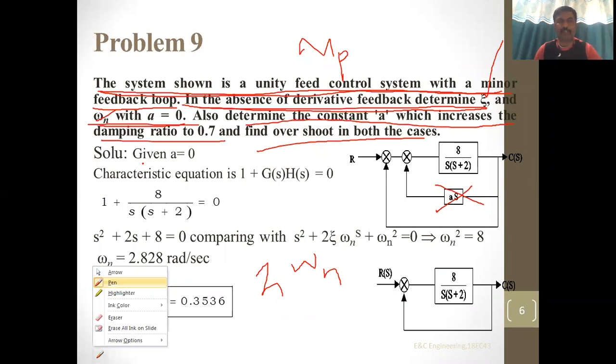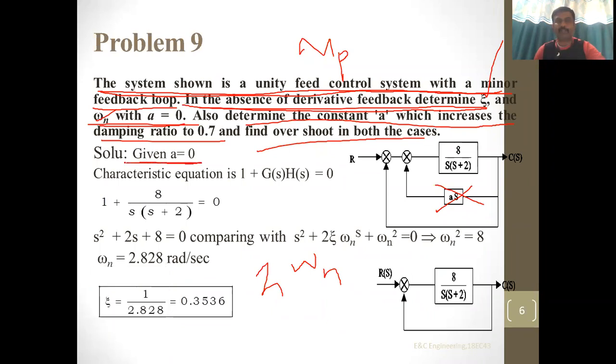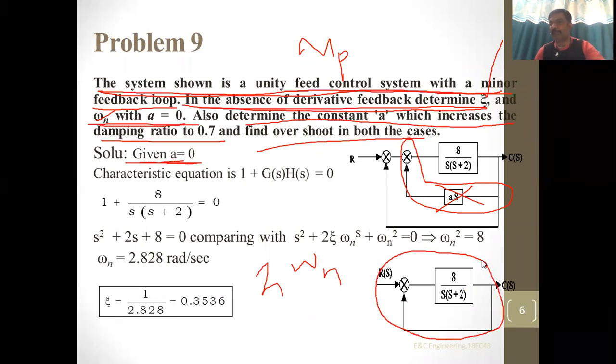Given A is equal to 0, this loop does not exist. Thereby we have only this much. This you need to understand clearly. Now with this, let me evaluate. This is G of s. H of s is 1.